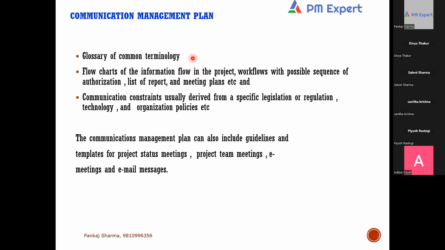Glossary of common terminology. Flow charts of information flow in the project workflows with possible sequence of authorization, list of reports, meeting plans, etc. Communication constraints usually derived from specific legislation or regulation, technology, and organization policies. So these can be the contents of the communication management plan.